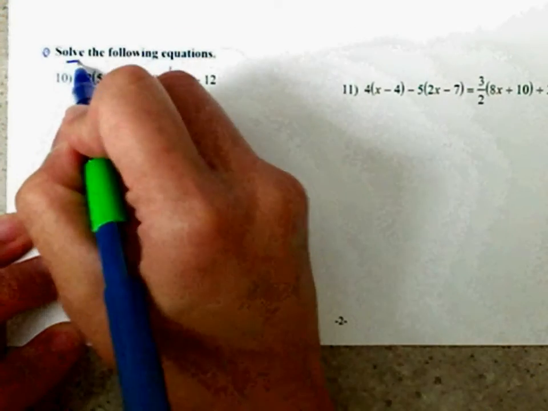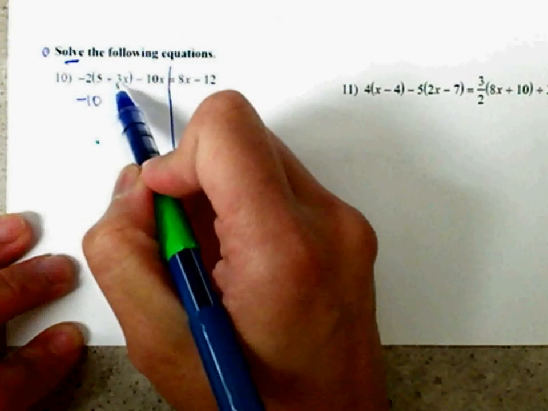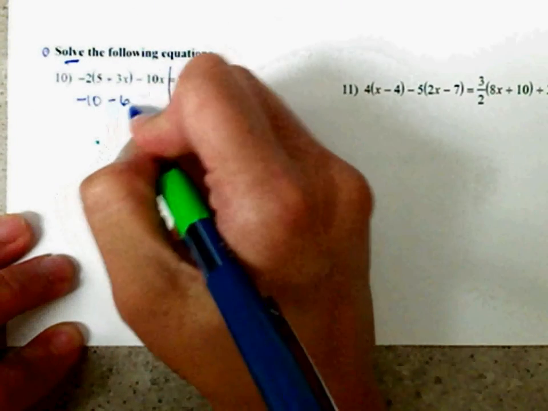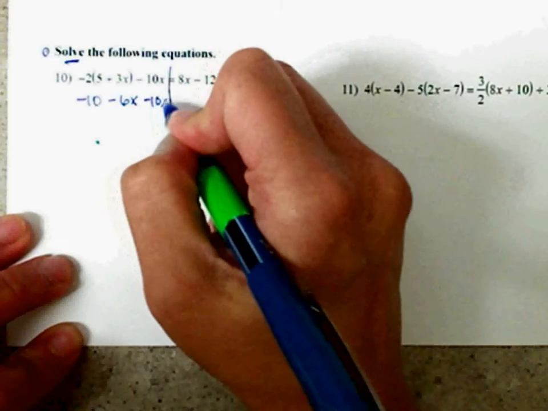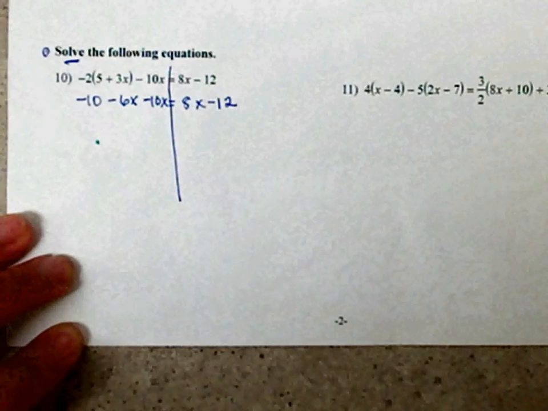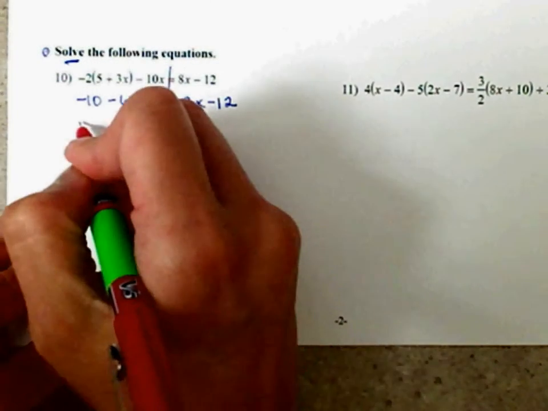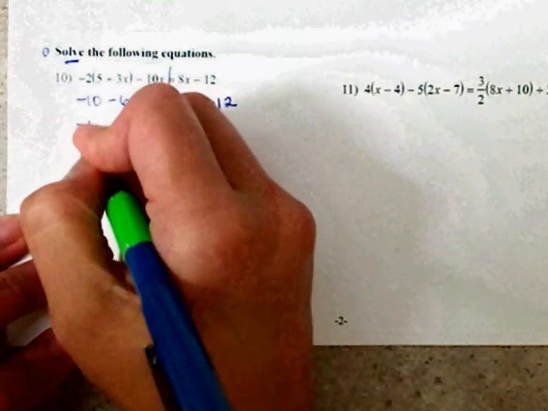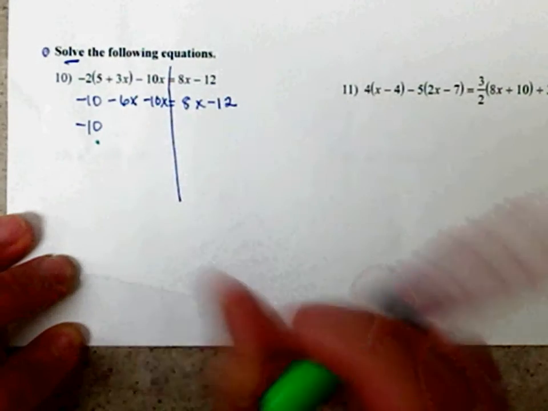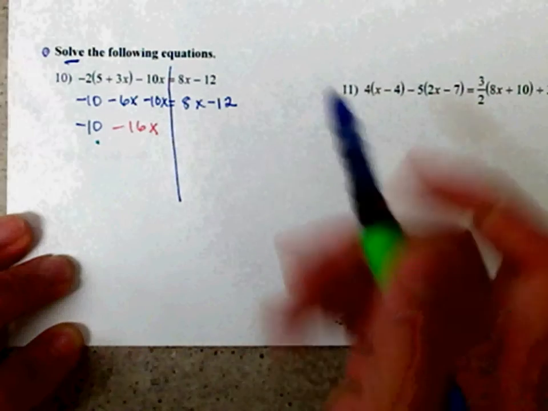You are solving, so you want a variable equals a number. Negative 2 times positive 3x is minus 6x. Bring down your negative 10x equal 8x minus 12. Combine your like terms. So you have negative 10, negative 6x minus 10x is negative 16x. Okay, see how I combine my like terms?